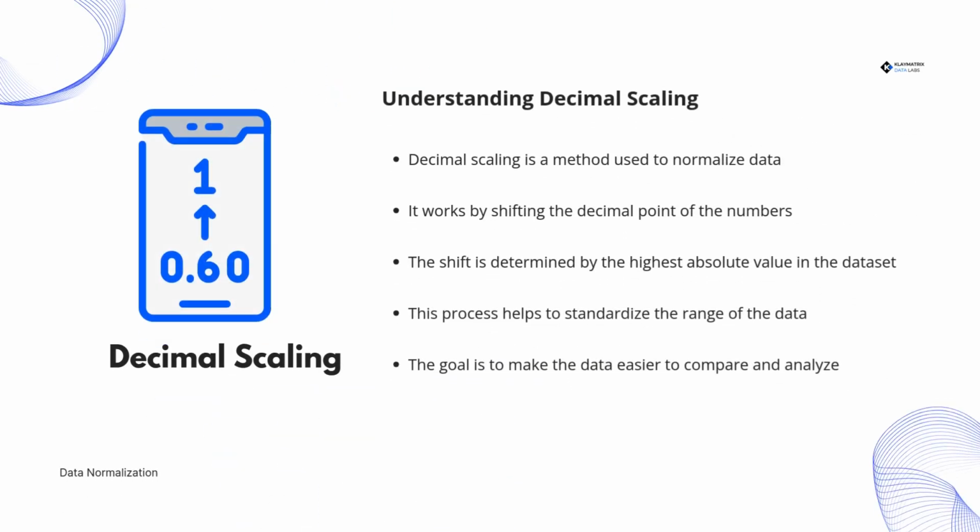Next, let's discuss decimal scaling. This technique normalizes data by shifting the decimal point based on the maximum absolute value in the dataset. It is particularly useful when dealing with very large numbers, such as financial data or scientific measurements. By adjusting decimal places, we ensure that all values are within a manageable scale while maintaining the relationships between them.